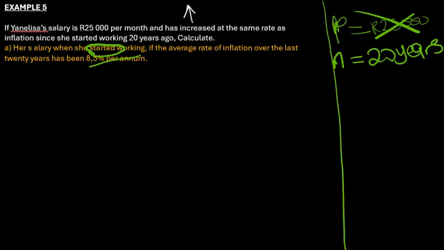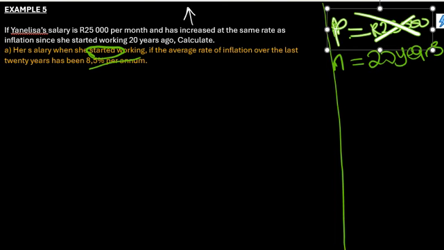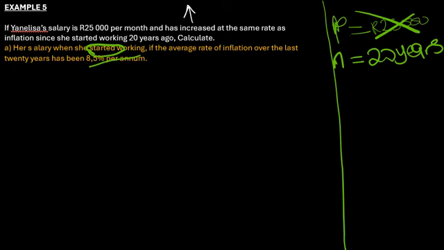Since they want her salary when she started working, remember when we defined this P, we said P is the starting amount. P is sometimes called the starting amount. I hope that people remember that. So let's quickly go back to our notes.